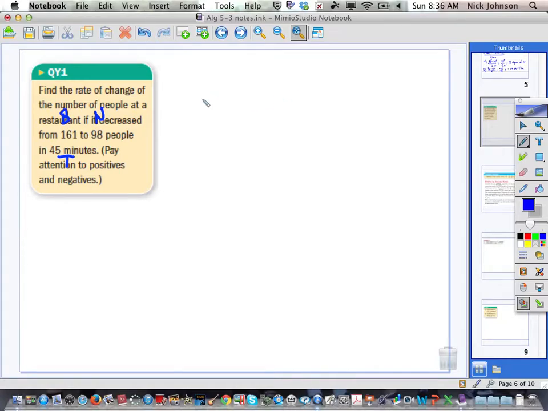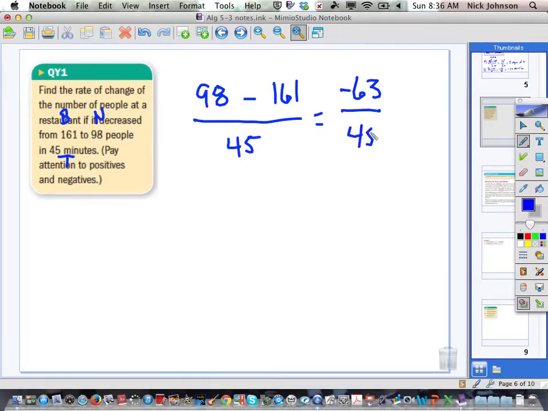So, 98 minus 161 divided by 45. So 98 minus 161 is a negative 63 divided by 45. It's going to give me a negative 1.4, okay? And that is people.